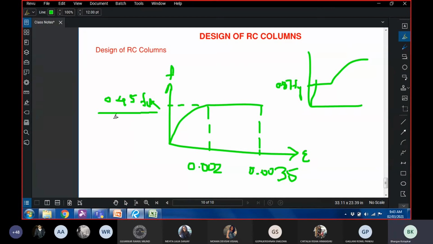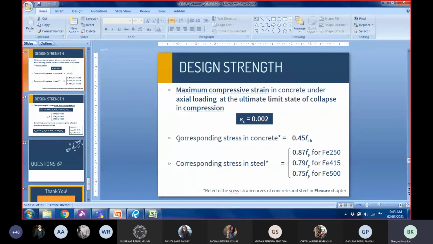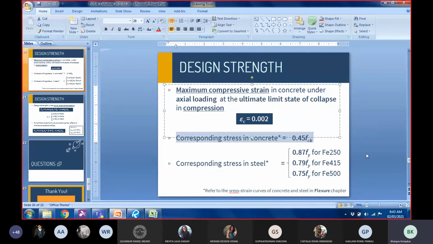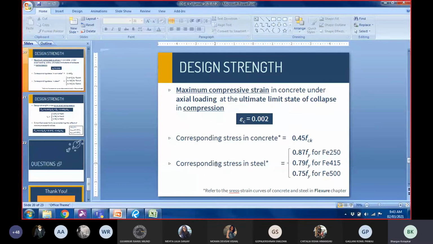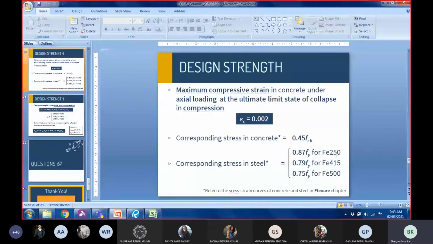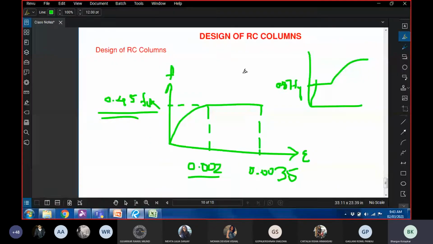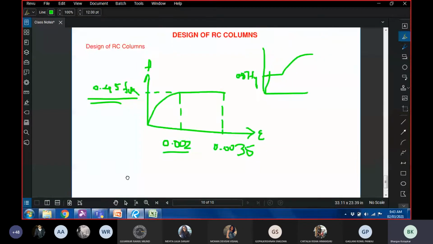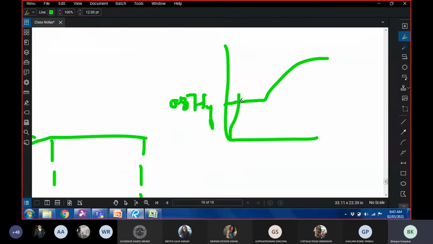So this value is 0.45 fck. For a strain value of 0.002, the corresponding stress in concrete is 0.45 fck. Now, similarly, the corresponding stress in steel depends upon which grade of steel it is. If it is 250, perhaps we'll have to go back to the stress strain curve of steel. We already have mild steel here. Yes. So for mild steel, even at 0.002, this value reaches 0.87 Fy.